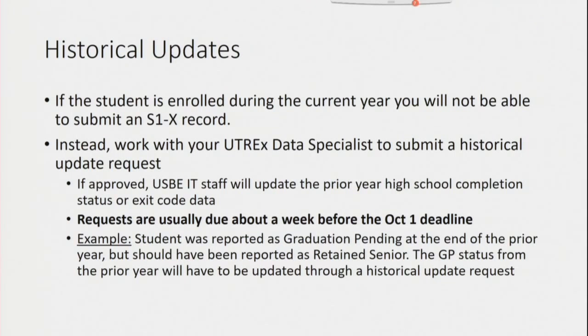So as an example, if a student was reported at the end of the previous school year with graduation pending, it should have been retained senior. You're trying to submit an enrollment record for the student during the current school year, so you can't also submit an S1X record. So that'll go in as a historical update request to change the GP status to an RT status.